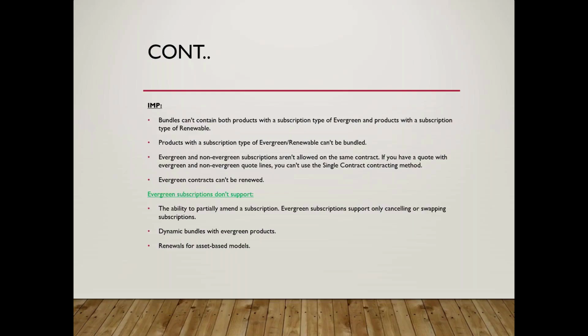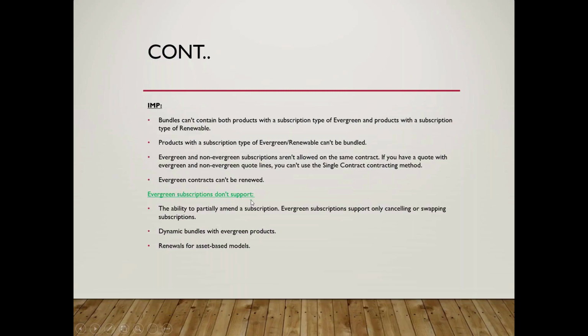But once you create the contract for that, it will create a separate contract for evergreen and a separate contract for non-evergreen products. So it will create two contracts on the order. One is for the renewable product, because that contract will be renewable for next year, and one is for evergreen, which cannot be renewed, but you can do invoicing there. That is this point: evergreen and non-evergreen subscriptions are not allowed on the same contract. You will have separate contracts, and evergreen contracts cannot be renewed. That's the point I told you from the top, the first point, right? Evergreen contract cannot be renewed, that is, without an end date.